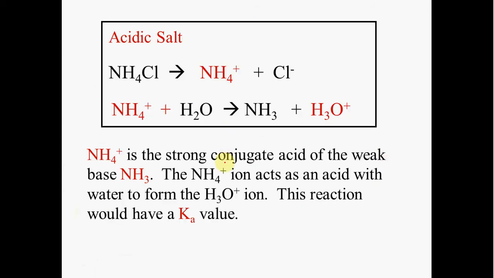Again, an acidic salt is typically going to be an ammonium salt. It could be a tetraamine salt or a diamine salt, but they're going to be formed from these amines, the basic structure of which is ammonia. So they're going to form strong conjugate acids of the weak base. So the ammonium ion will act as an acid with the water to form the hydronium ion, and you're going to need a Ka value since you are forming the hydronium ion, an acidic salt.